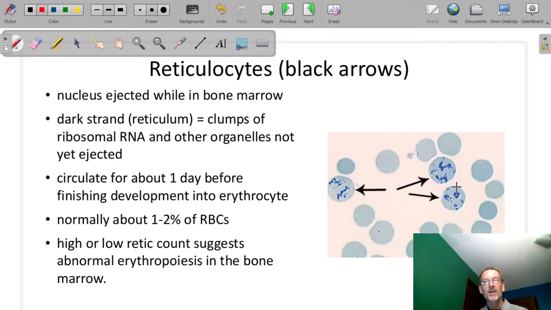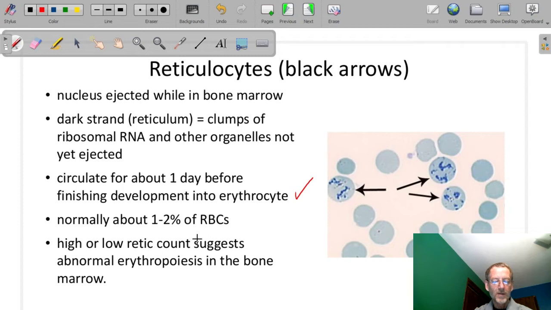So remember, cells start out with all the organelles. They have a nucleus, the rough endoplasmic reticulum, smooth endoplasmic reticulum, the Golgi body. All that machinery gets ejected from the red blood cells. So when they're circulating in the bloodstream, red blood cells primarily just contain hemoglobin. They don't contain mitochondria. They circulate for about a day before finishing their development into an erythrocyte.